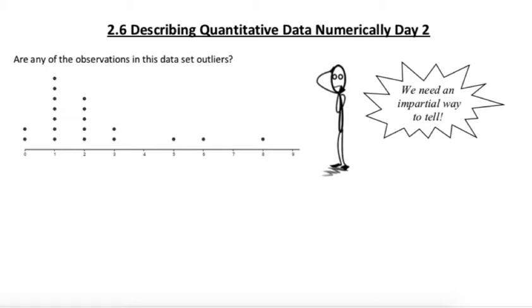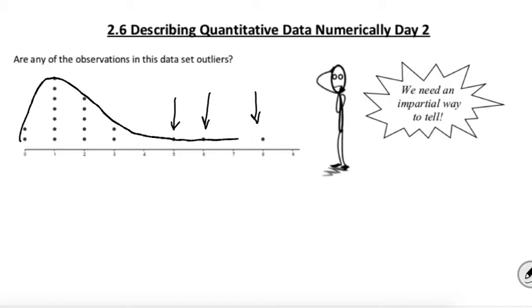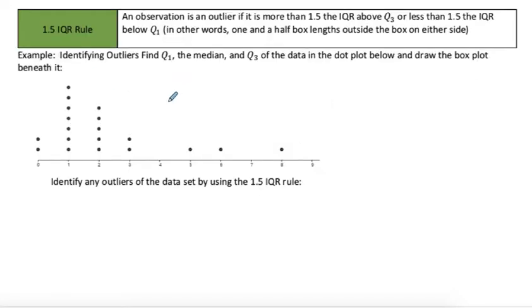So 2.6 here, it says, are any of the observations in this data set outliers? Looking at it, I would maybe identify this one here, and maybe this one, and even this one's getting pretty far away from what we're seeing as the trend as we go over to this distance. But we need an impartial way to tell this. We need to make sure that we're not just saying, well, it looks like an outlier. So statisticians came up with something called the 1.5 IQR rule. This is something we need to have memorized and be able to describe.